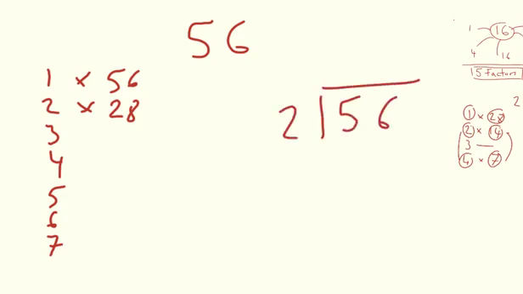Find how many 2's in 5, it goes in twice with a remainder of 1. How many 2's in 16, it goes in 8 times. So that's how you do it very fast.